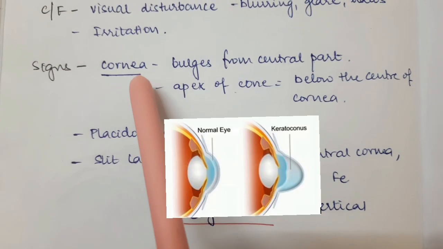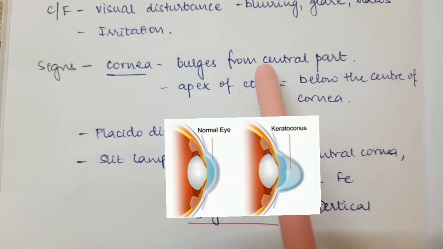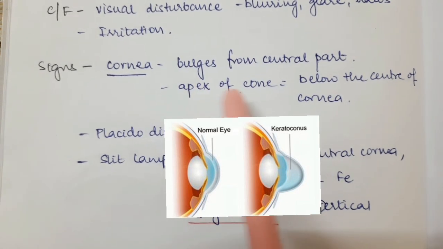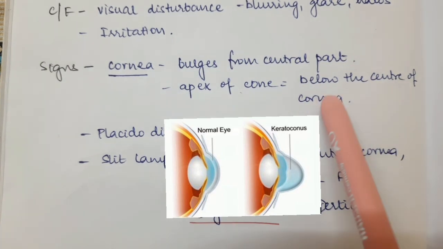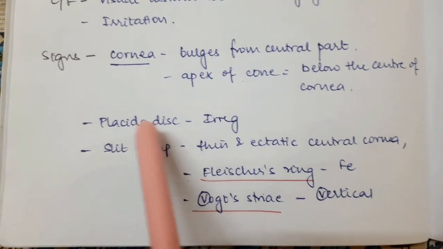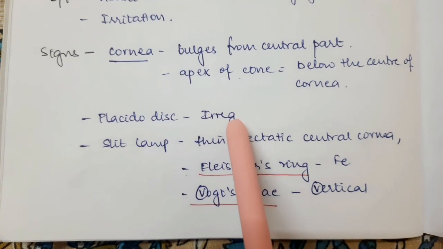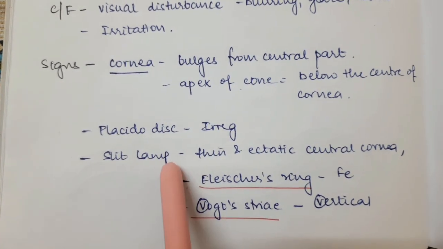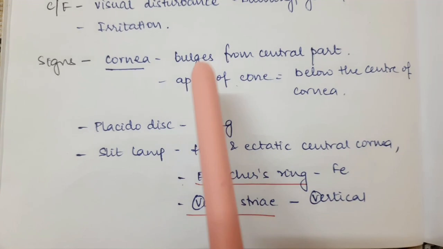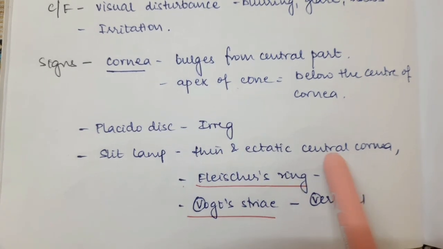In the signs, we will see that in the cornea there is a bulge which comes from the central part of the cornea. And since this is a cone-shaped anomaly, the apex of the cone will lie below the center of the cornea. If we do a Placido disc test, we will see irregular circles. On a slit lamp examination, we will see thin and ectatic central cornea. As I mentioned, the bulge comes from the central part of the cornea, so the central cornea will be thin and ectatic.